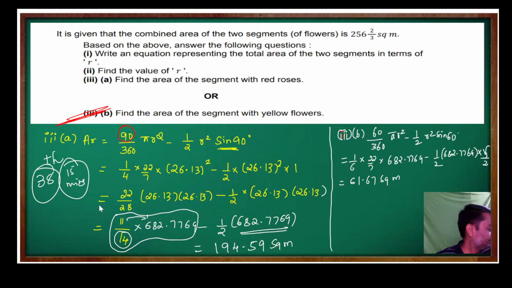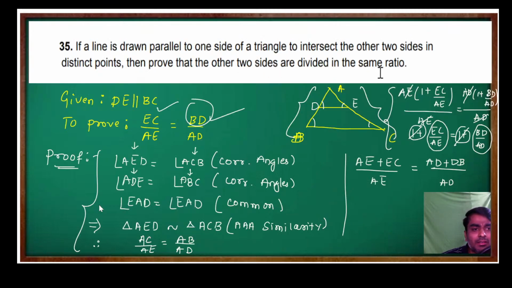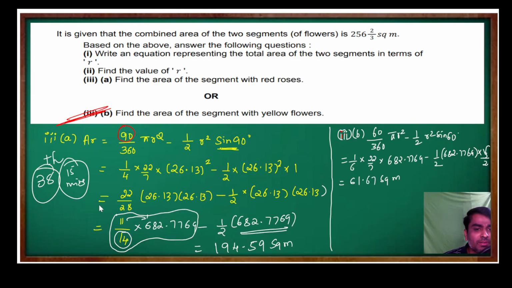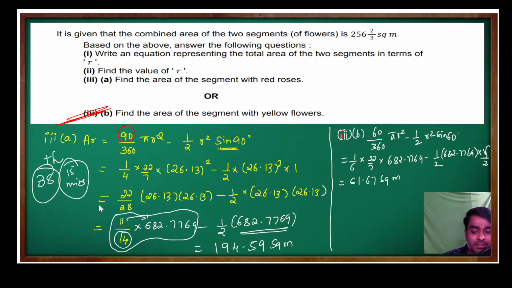Clear everyone? Work these questions out. This 37 also you need to work out. 37 was easy anyway. This is a theorem, easy, and here from trigonometry this is also easy. So some questions will be there which will trouble you like this. Otherwise all other questions will be very easy. Okay, that's the end of this question paper.